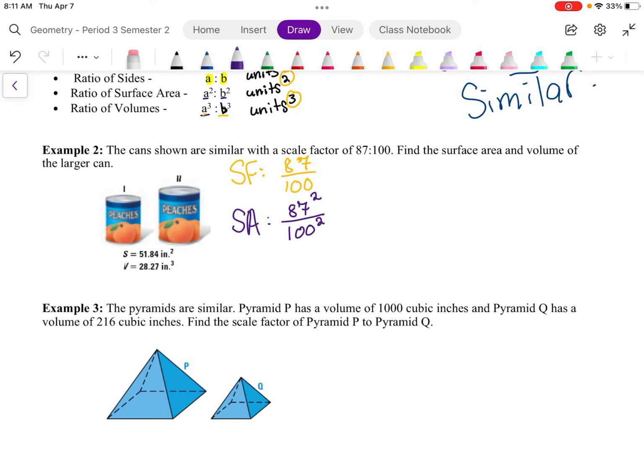Because this is the ratio of the surface area, that means it's going to be equal to the two surface areas as a ratio. And we were given that the smaller surface area was 51.84, and we're looking for the surface area of the bigger can. So now we can use this to solve. And if we do that, we can cross multiply.